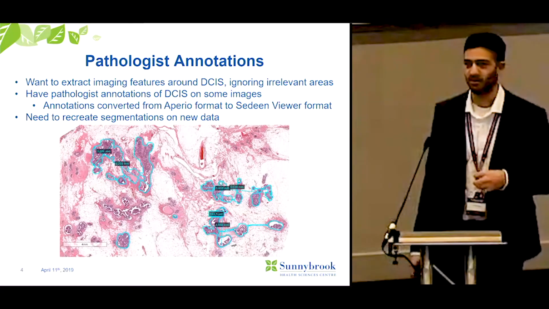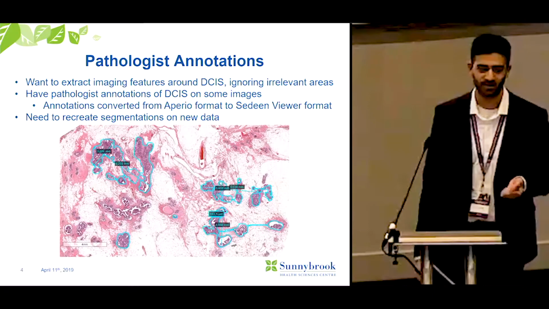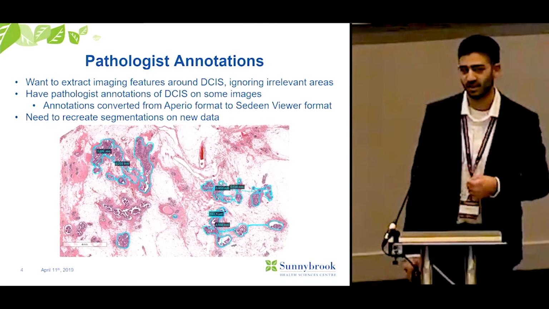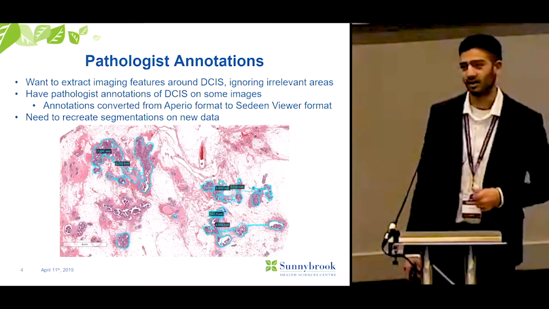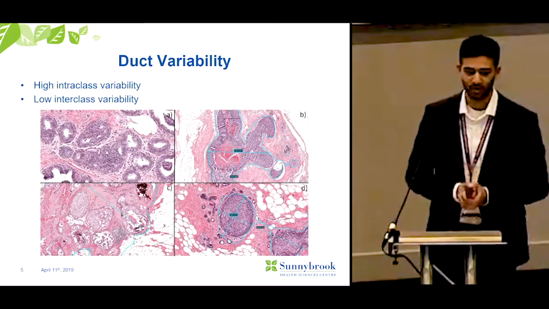It's hard to get pathologists to segment large numbers of these images because it takes a lot of time and it's really expensive. So we want to be able to automatically recreate these segmentations on new data, which is the primary focus of my project: automatically localizing DCIS in whole slide images. As you can see, this is a non-trivial problem.